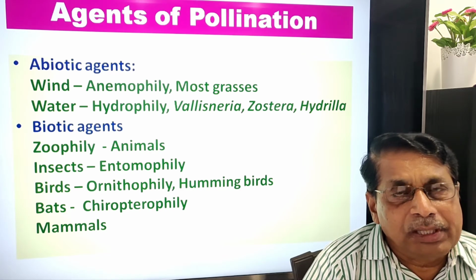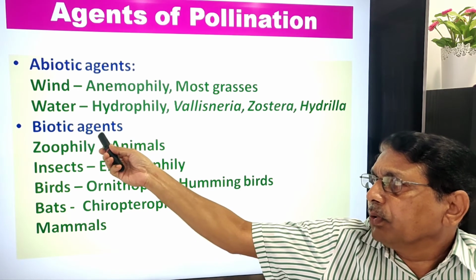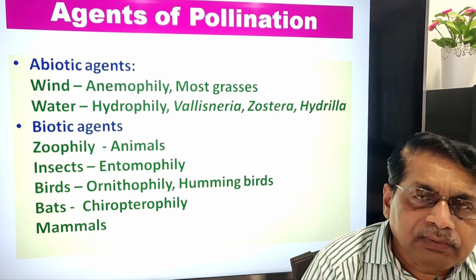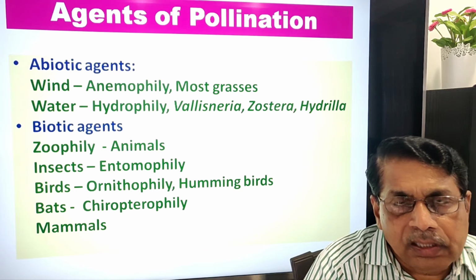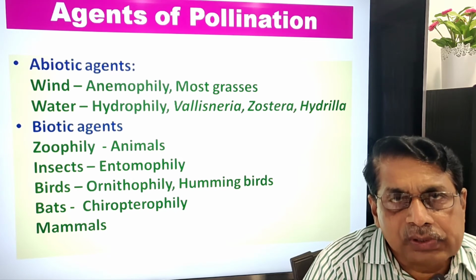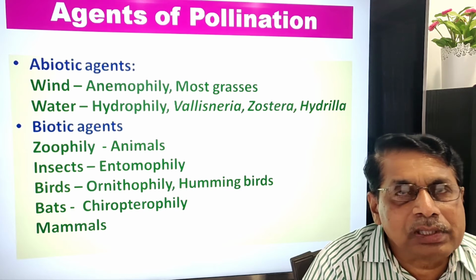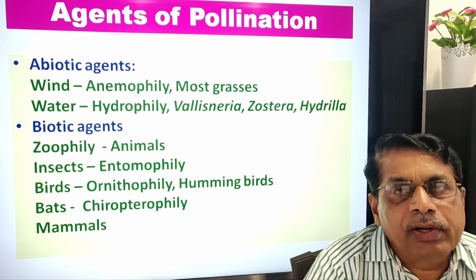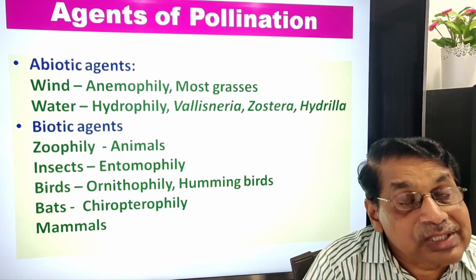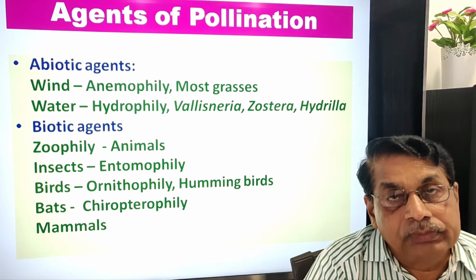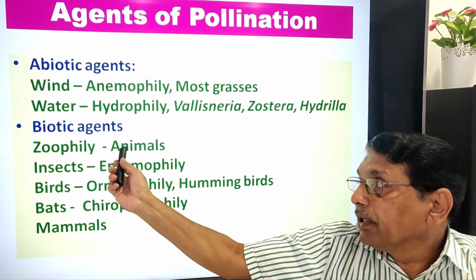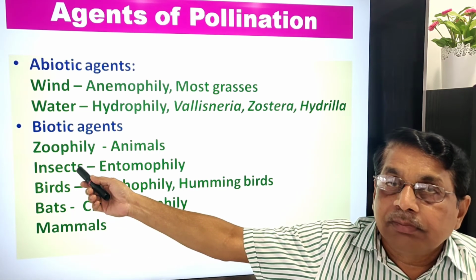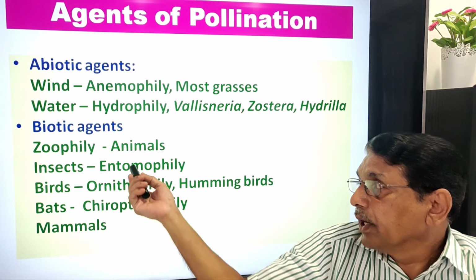Biotic agents. In many flowers, pollination is brought about by living organisms, animals. Biotic flowers are attractive either in color or in shape. They produce fragrance, good smell, and nectar. Sometimes the pollen grains are edible. Such adaptations they make. Zoophily, pollination by animals, in a good number of plants. Entomophily, by insects.